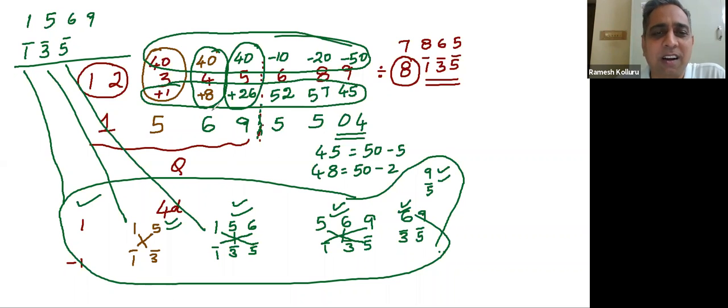Make sure that you are not exceeding, because all are negatives. So exceeding the divisor is a problem. Here 71 is there. If I take 8, bigger numbers will come here, which will be more than 7865.